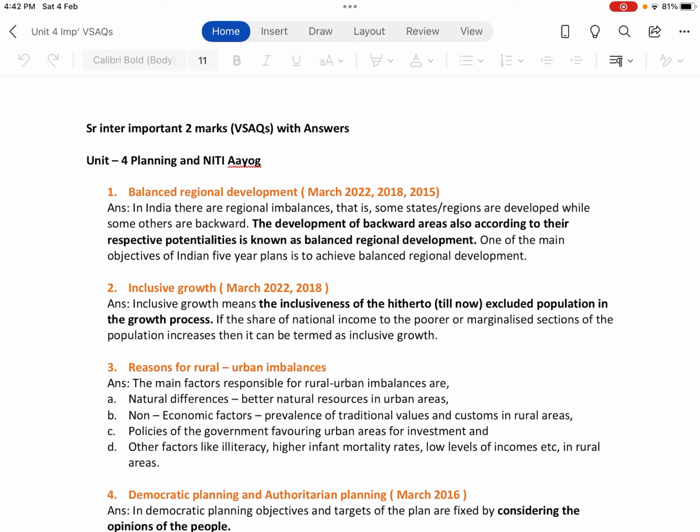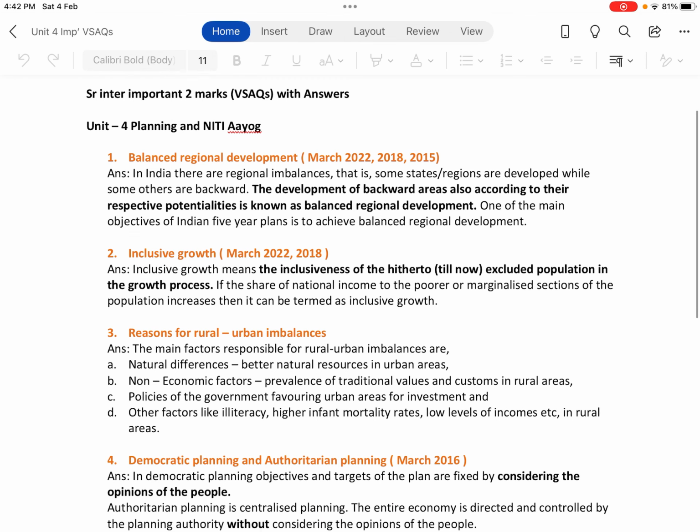In this class, we'll check out the 2 marks questions under Unit 4 Planning and NITI AAYOG. As usual, I have mentioned the years in which those questions have appeared adjacent to the question. The first one, balanced regional development. This question has been asked in March 2022, 2018 and 2015.